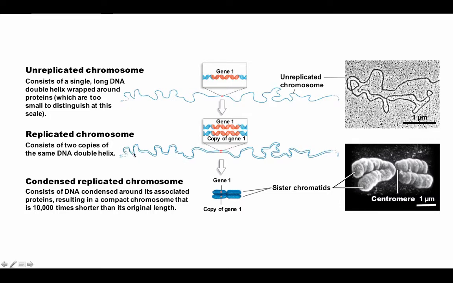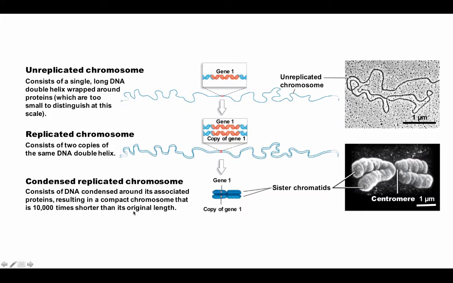So here we have two different strands. Each of these strands is representing one of these double helices. So we have two copies of everything, every gene along this entire long DNA molecule.